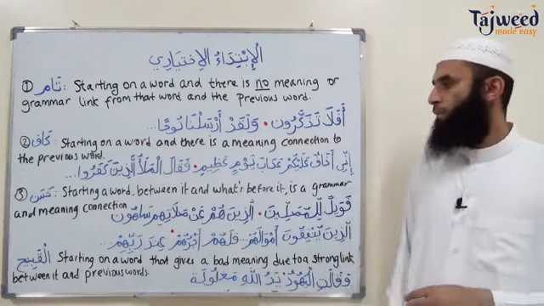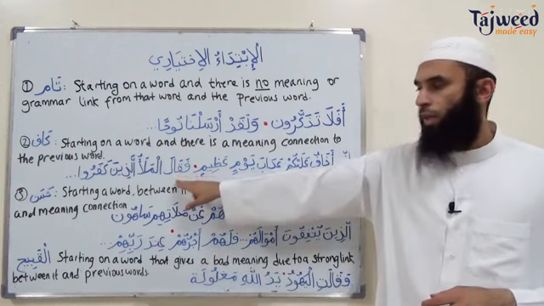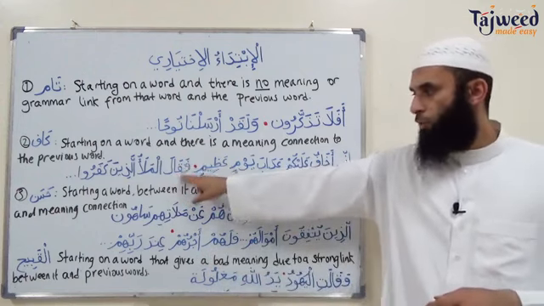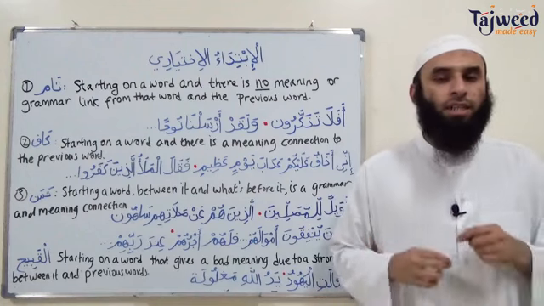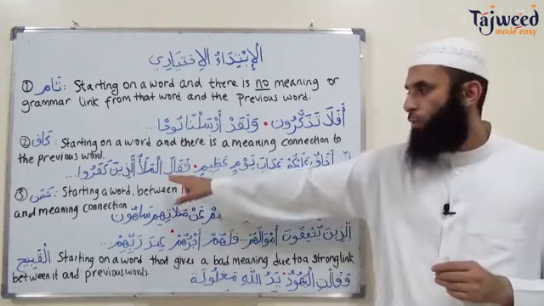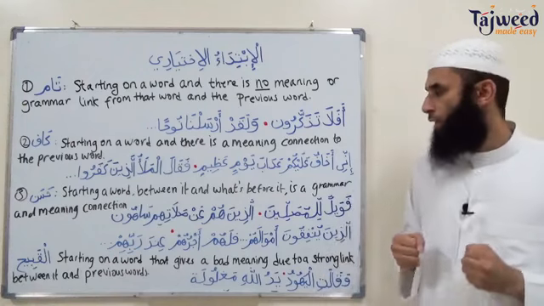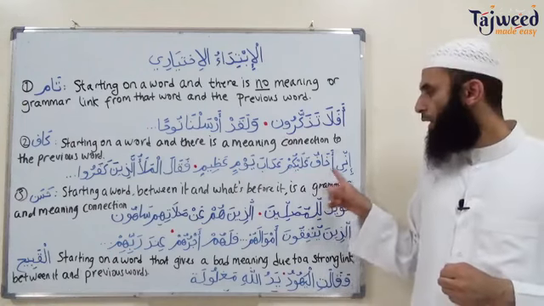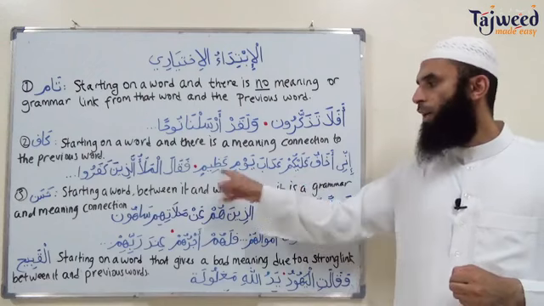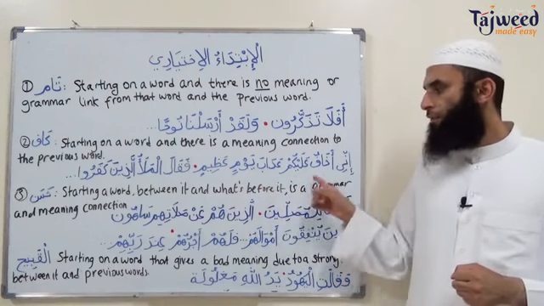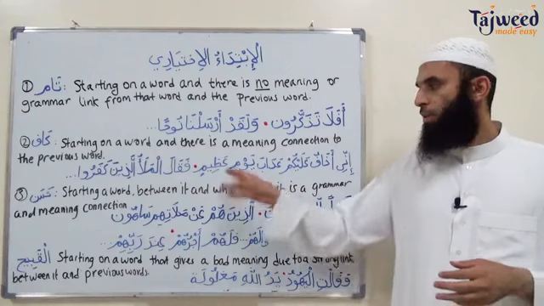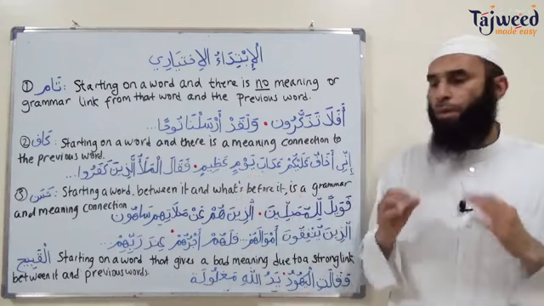What does this mean? This means we're starting on a Quranic word, and from that word to what's previous, there's a link in terms of meaning. So this word and what's previous to that is a link in meaning. So what does this mean? For example, in the same story of Nuh, Allah says, إِنِّي أَخَافُ عَلَيْكُمْ عَذَابَ يَوْمٍ عَظِيمٍ. I fear for you a punishment on a very painful day.